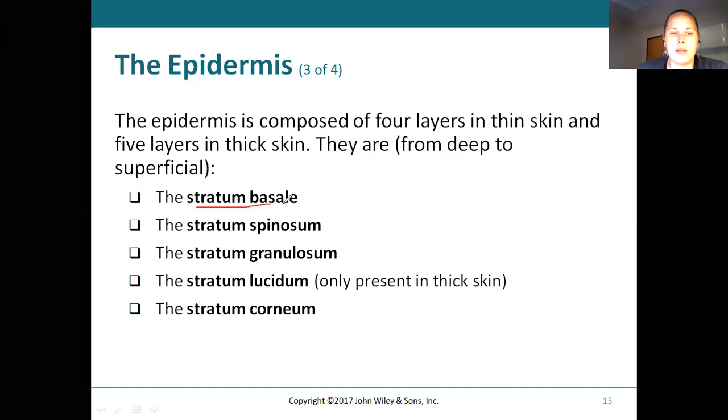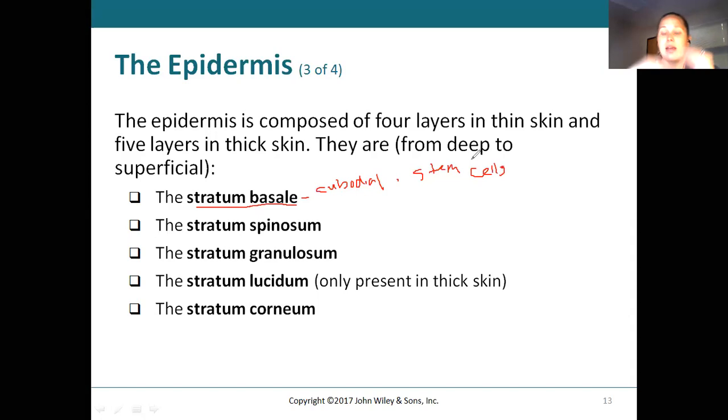So the stratum basale. Anytime you see the word base or basal, you should probably think bottom, think basement membrane. The stratum basale is the deepest portion. This is where you have cuboidal keratinocytes, or columnar keratinocytes. This is also the place where you're going to see stem cells, meaning this is where you're going to see a lot of cells being made and regenerated.